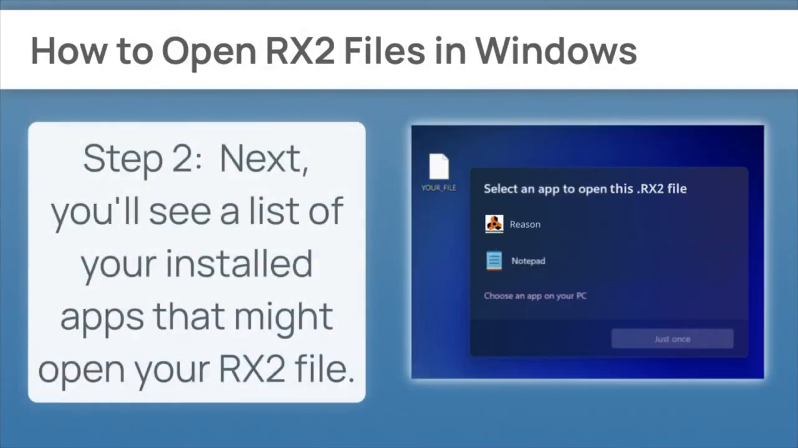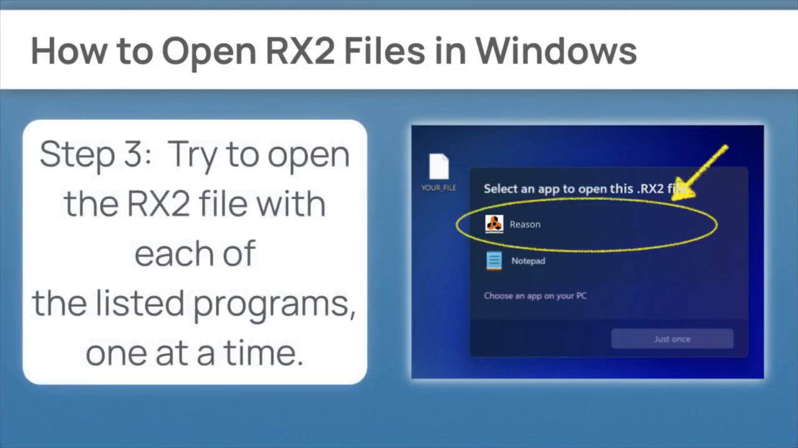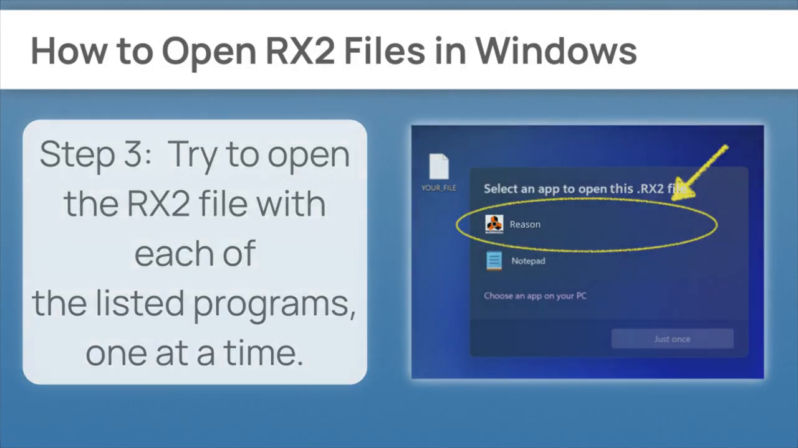Right-click your RX2 file and select Open With. If Reason is installed, test that now. If not, choose another program. We must verify every installed reader.